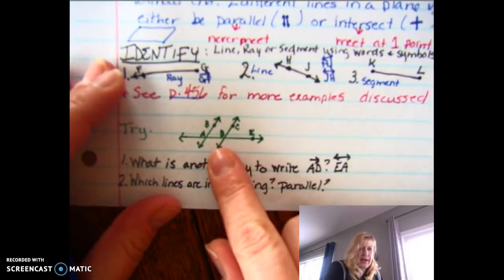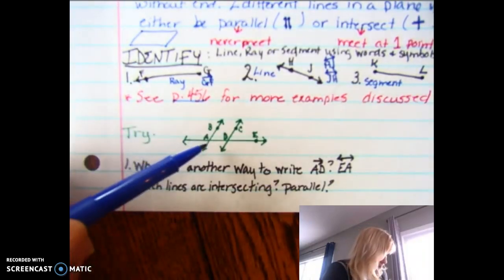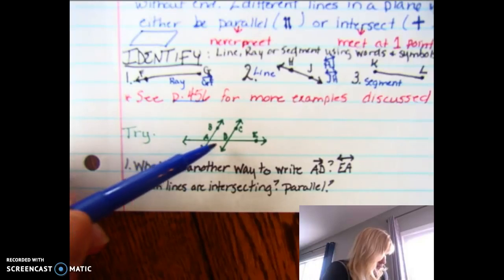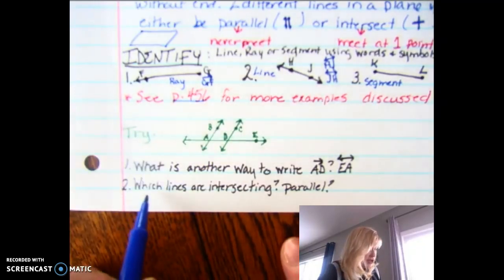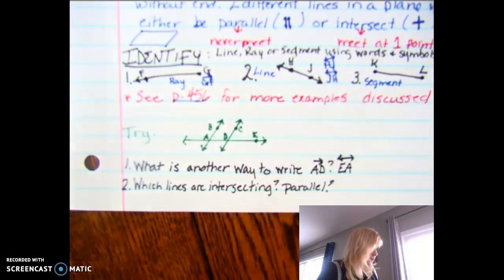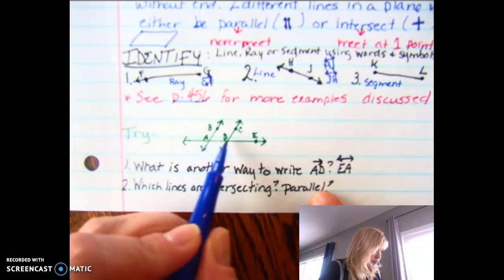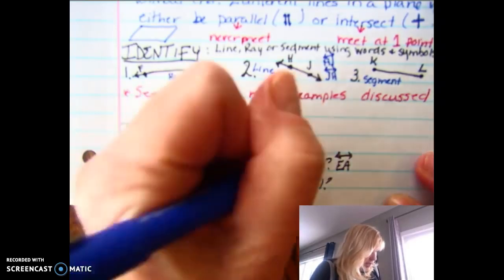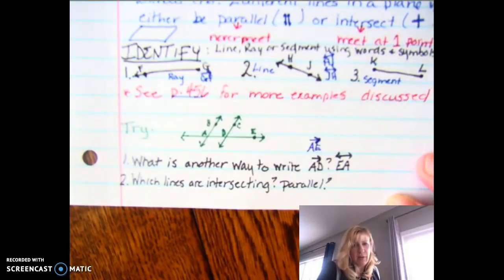What is another way, there's my little diagram I'm referring to, to write AD? Right here, there's A, and this is D. If you can't read it, it is not a B. The B is right here. What is another way to write ray AD and line EA? The other question is which lines are intersecting and which lines are parallel. Labeling is very important, so I know what you mean on this. So another way to write ray AD is, remember I told you you could pick another point on the line, and so for this one it would be ray AE. And the arrow has to go this direction or it will be wrong.